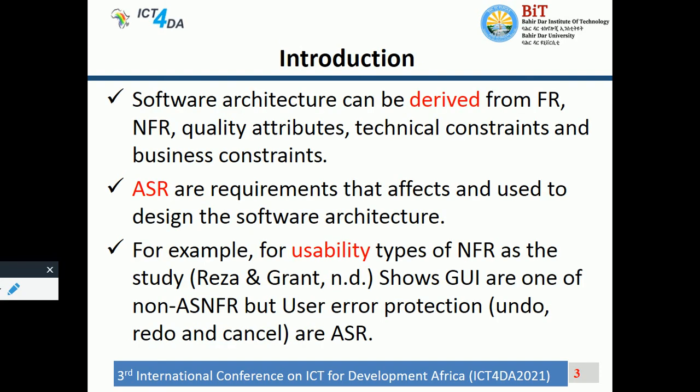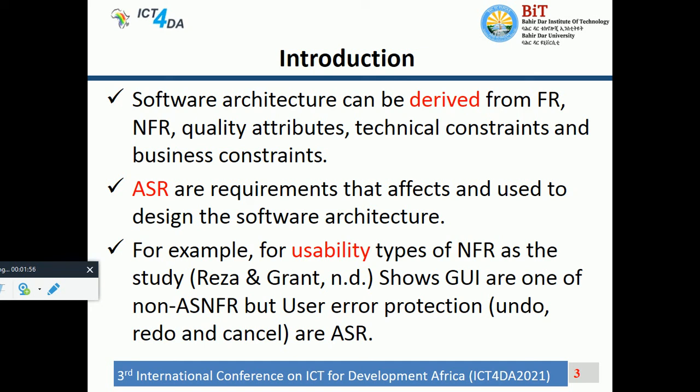So in the introduction, software systems: you know that a driver for every technology is to develop software systems. Firstly, we need to have a requirement and an architecture. After we gather the requirements, we need to develop or design the architecture. Software architecture can be derived from functional requirements, non-functional requirements, quality attributes, technical constraints, and business constraints. So we can gather the necessary requirements to design software architecture from those pointers.